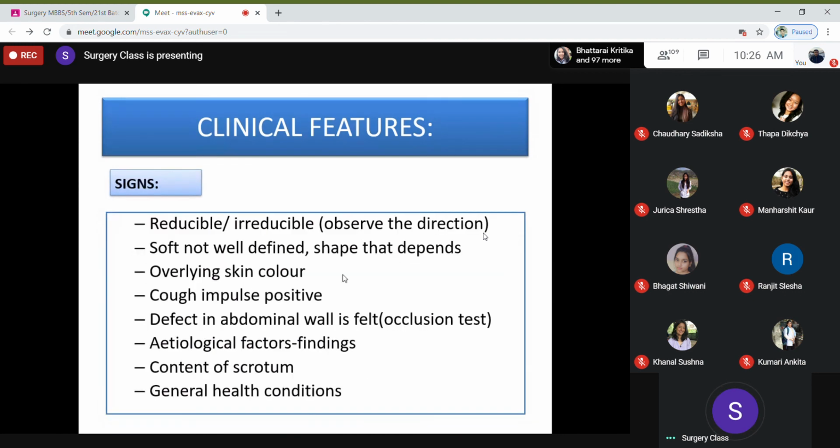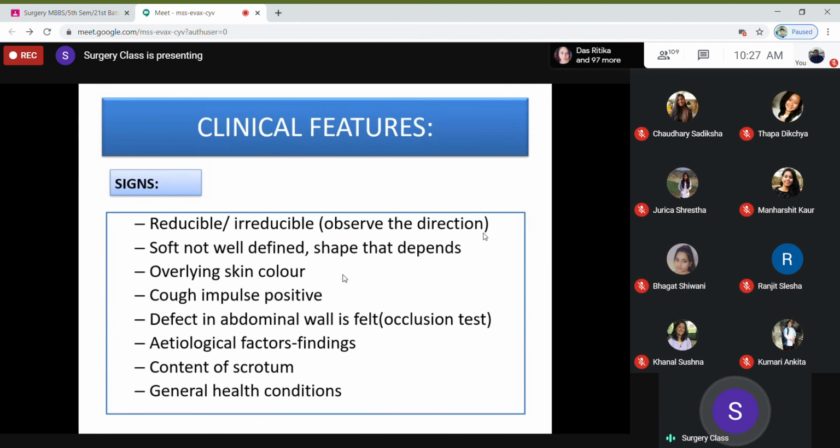Okay. And what you see is a swelling which reduces by itself, or you have to manipulate to reduce it, or you may not be able to reduce it. It's just lying outside. Okay. Or it might be soft, might be well defined, or may not be well defined. The shape depends upon the shape of the opening and the content.